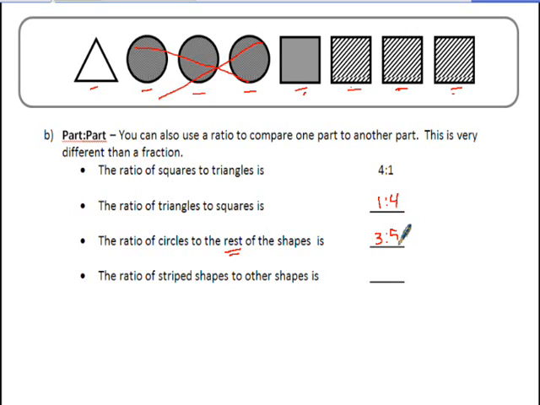And you'll notice when we have one like this that talks about one group to the rest, when we add the terms, 3 plus 5 is 8. We should get the total number of shapes.